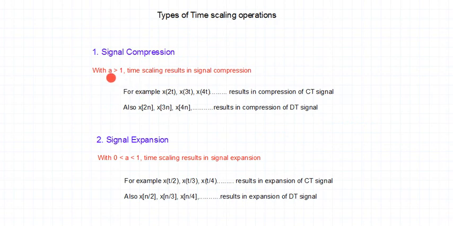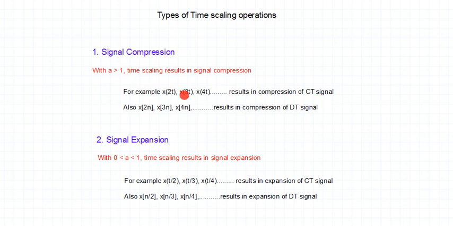Now, there are two types of time scaling operations. One is signal compression and another is signal expansion. If your scaling factor A is greater than 1, time scaling results in signal compression. A greater than 1 means the constant A can take values like 2, 3, 4, 5 and up to infinity. For example, if A is 2, the signal becomes x(2t). If A is 3, the signal will be x(3t), x(4t) and so on. If A values are greater than 1, it results in compression of CT signals.